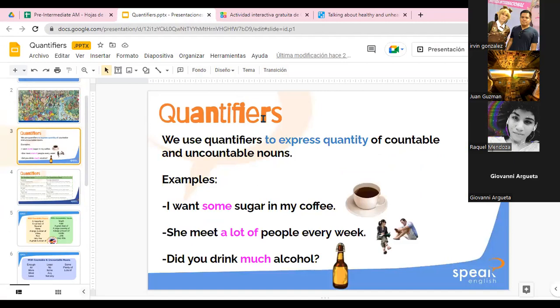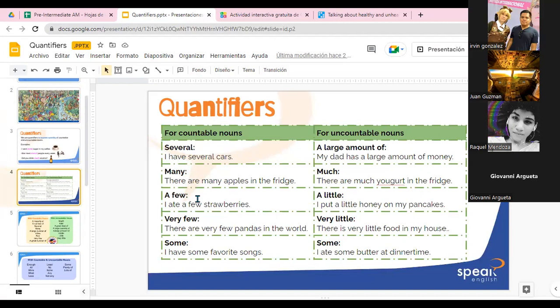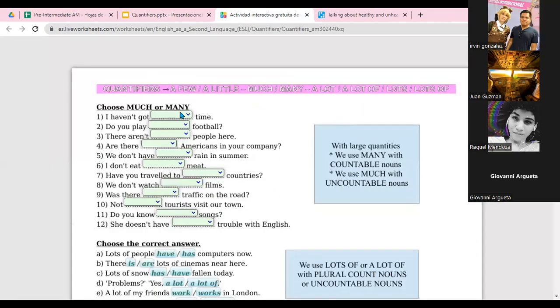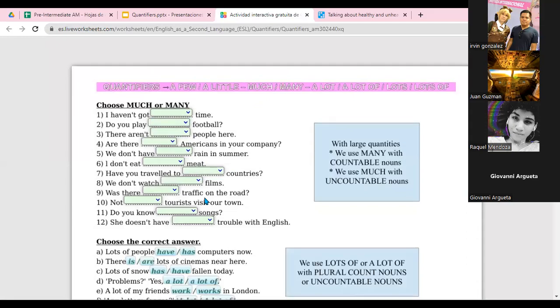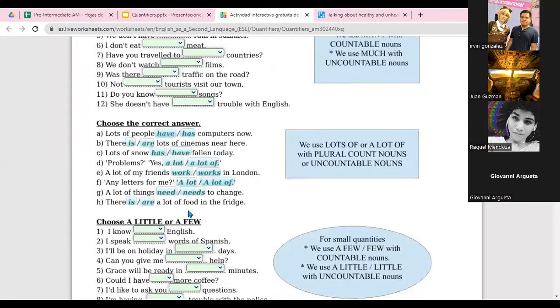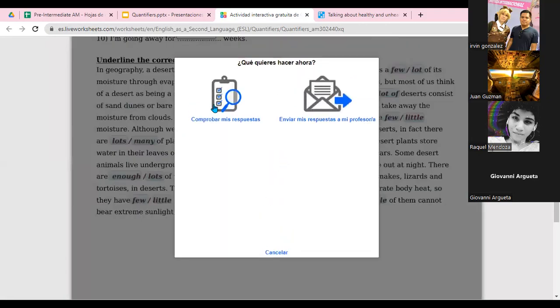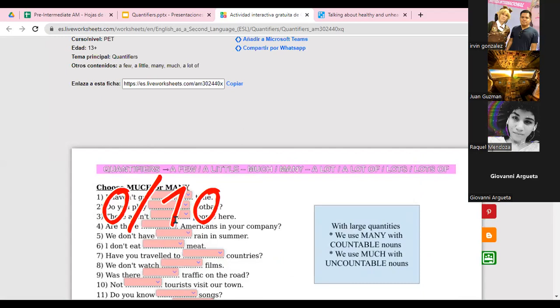We have been studying quantifiers, like several, many, a few, very few, some, a large amount of, much, little, and very little. So now we are practicing. This is your activity. You have to select the correct answer, the same case here, here, and here. Then you click on terminado, comprobar mis respuestas, and you will get the score. Okay?